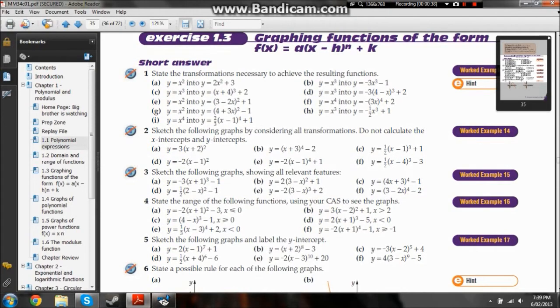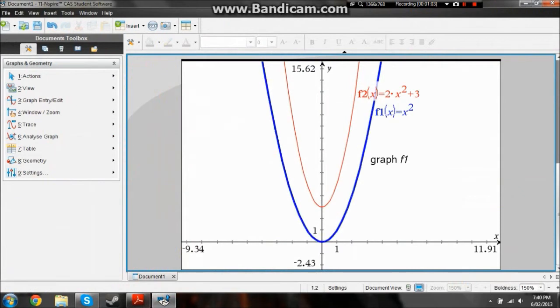So the first question says, state the transformations necessary to achieve the resulting functions. The initial graph is y equals x squared, so just a basic quadratic, and they're transforming it into 2x squared plus 3. So basically what the question wants you to do is write down how the transformations are made and what actually happened to the graph. I've got it graphed here. This is the original x squared and this is 2x squared plus 3. If you look at it, it's really simple to see what happened.